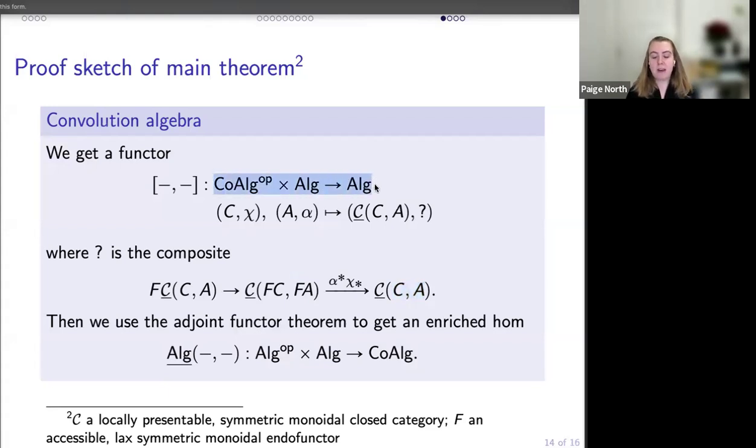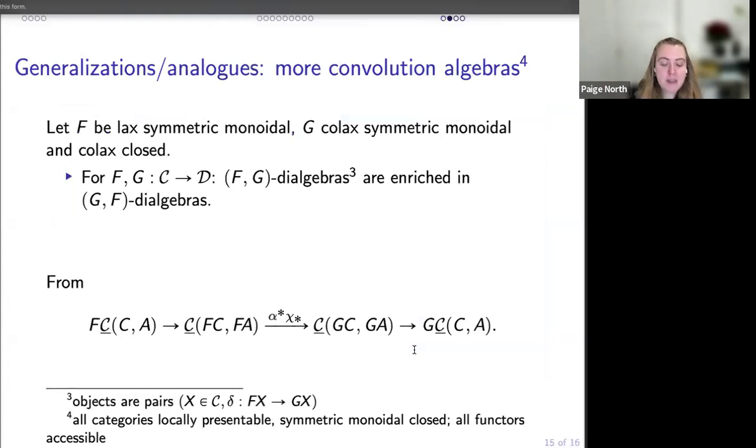And then we just use the adjoint functor theorem to switch some of these categories around, and we take some ops, I guess. And then we arrive at a functor like this that gives us the enrichment of algebras and coalgebras. So how can we generalize this? This is the basic move that's being made in our paper and all the other papers. So what can you do?